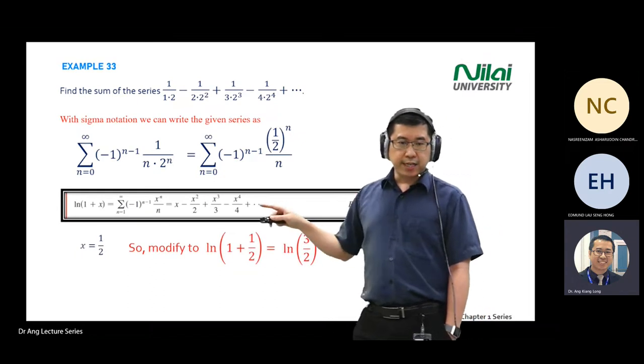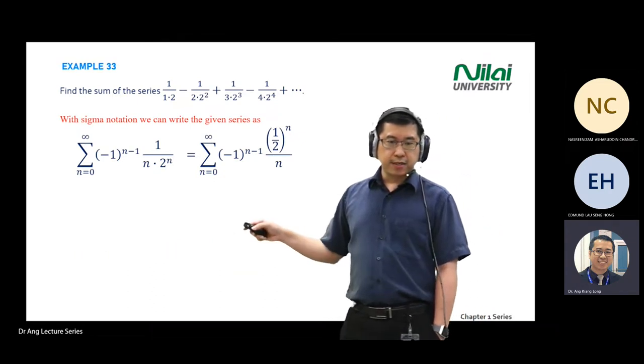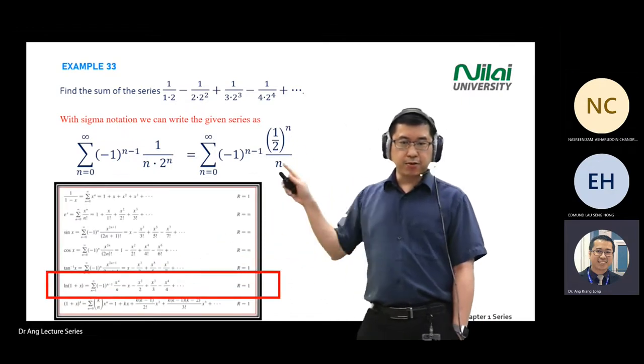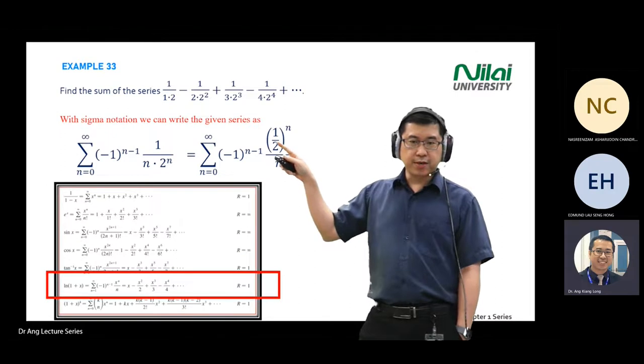So again, in table 1, the far left is ln(1 plus x), and you know that when you rearrange your answer, your x is 1 over 2.